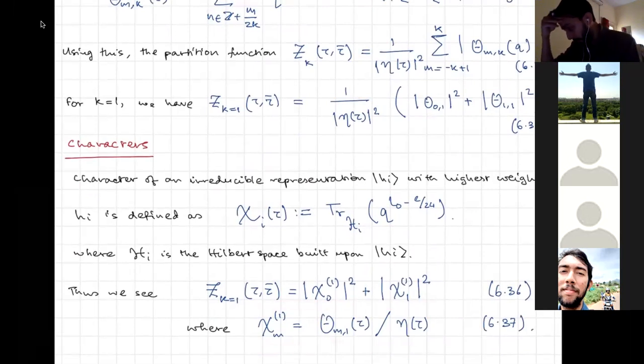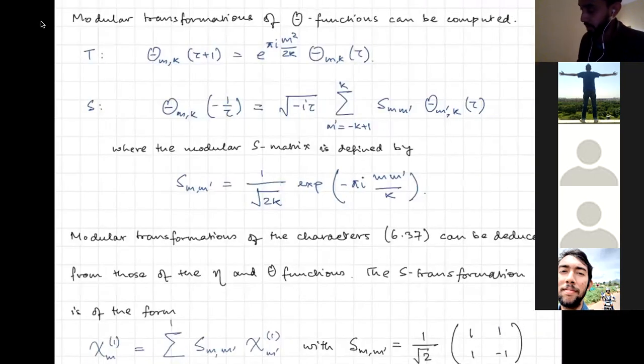You could ask me where I'm going with all of this and why I'm saying all of this to you. It's just to show you that in general, what will happen is that you can express the partition function as a sum over all of these characters that we have just defined out here.